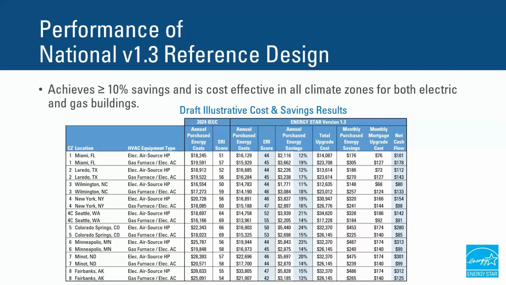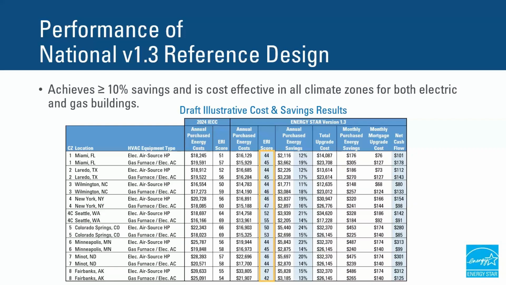So this table shows the results for each of the low-rise buildings modeled. Note that except for the ERI, which is an average for the building units, the costs and savings are all total for the 18-unit buildings. So in all of the different 9 climate zones, we were able to achieve at least 10% savings for both electric and gas buildings. And this column shows the average savings across the building. It was also cost effective, and the net cash flow in this far right column is positive for all of the multifamily buildings as well. And this was calculated similar to Dean's explanation before.